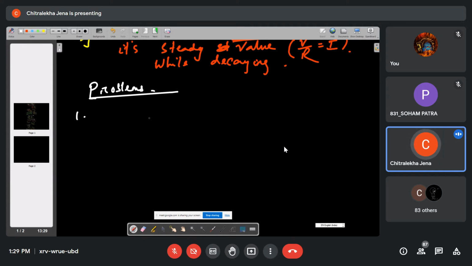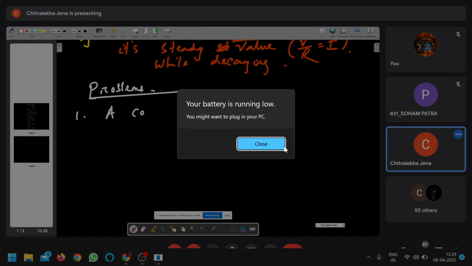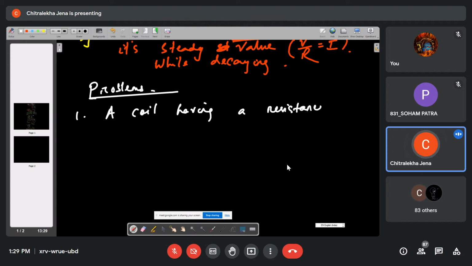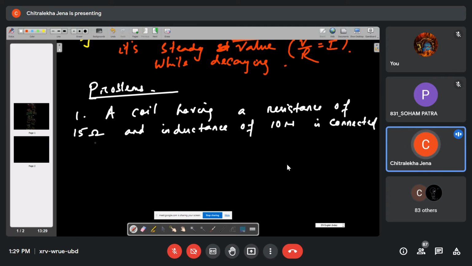Okay. Come to the problem. Keep a calculator with you. A coil having a resistance of 15 ohm and inductance of 10 Henry is connected to a 75 volt supply.